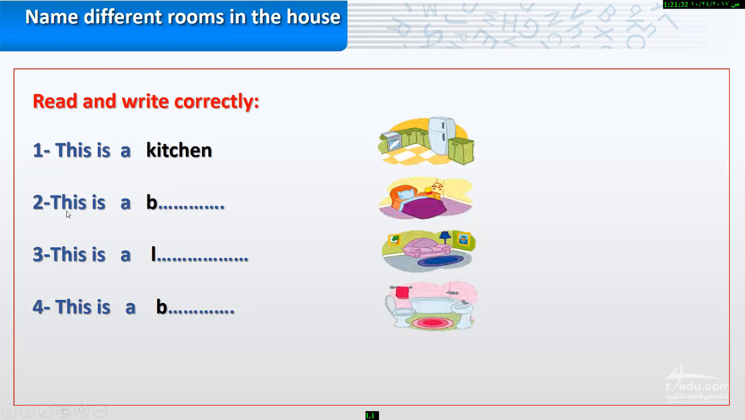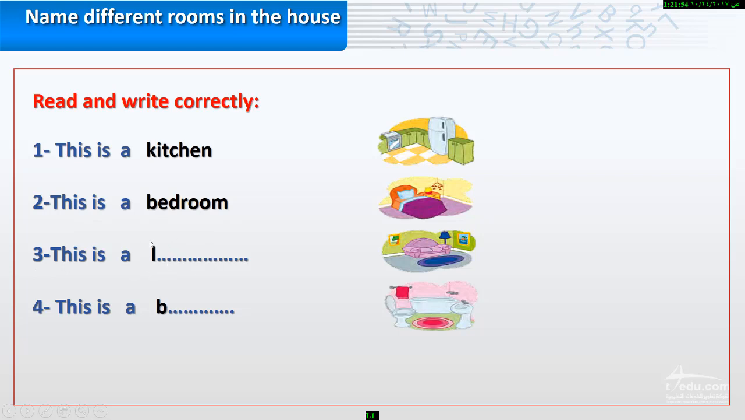Number two. This is a, and the word starts with B. This is what? The place where you sleep. Bedroom. Yes, it's a bedroom. Excellent.